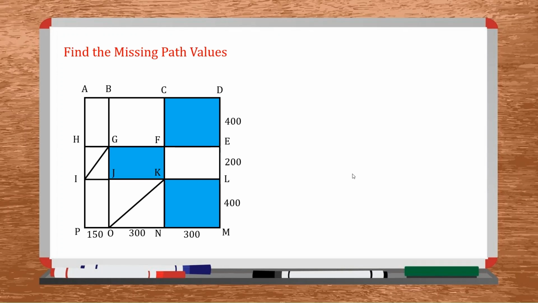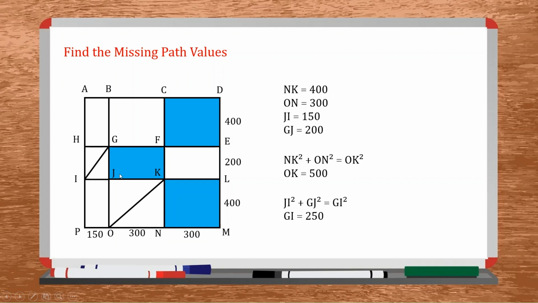So first, we'll be looking at the missing paths, the paths IG and OK. By Pythagoras theorem, we will be able to find these directly. So ON square plus NK square would be equal to OK square, which gives us the value of OK as 500. And JI square plus GJ square would give us GI square, which gives us the value of 250. So let's mark these values on the path as well. And now we are ready to look at the problems.